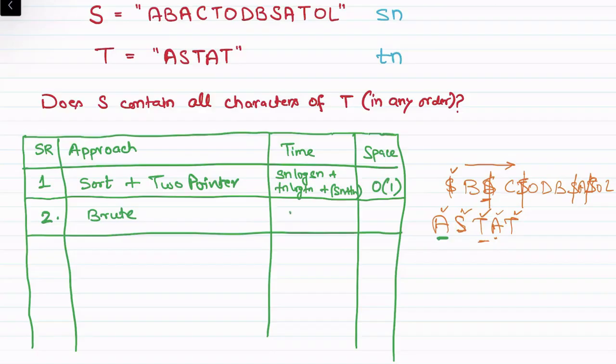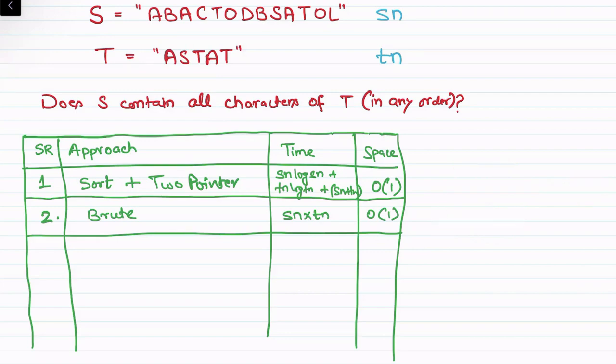And this would be Sn into Tn. Considering strings are mutable, we say the time complexity of this is Sn into Tn and space is big O of 1. Let's talk about the next approach.